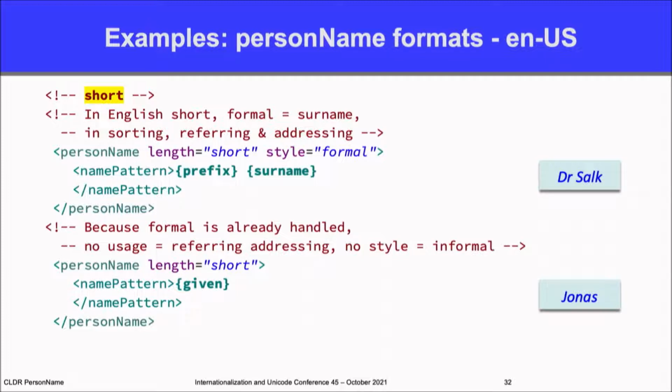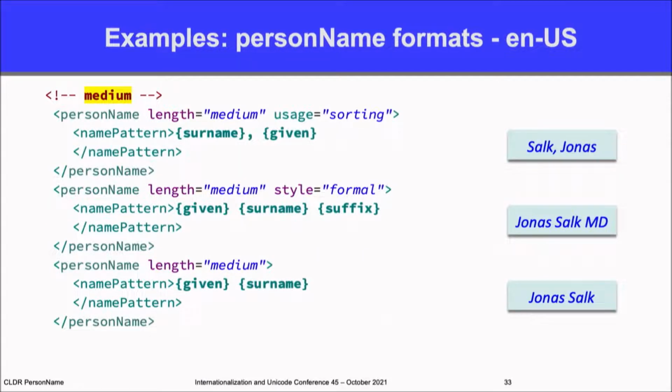But then the first one above is short formal. Now I'm asking for informal. And it doesn't matter if I'm asking for addressing or referring, I'm going to just use their given name. Let me introduce you to Jonas. Glad to meet you, Jonas. Both cases will work. And since the attributes aren't in the name format specifier, it'll select for any of them once you've gone past formal.